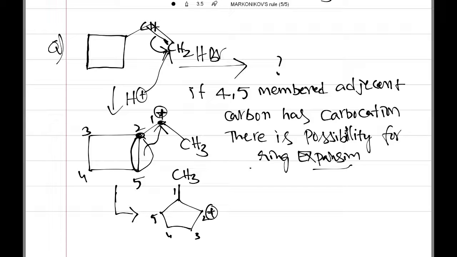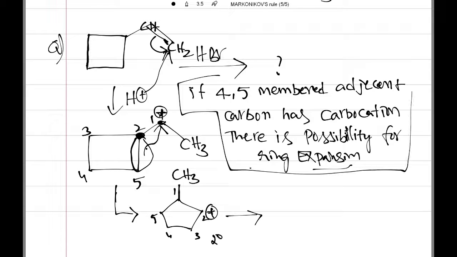Simply, the positive charge migrates from the first carbon to the second carbon. That means wherever rearrangement takes place, that carbon gets the positive charge. Again, this is a secondary carbocation. So what is the reason for this rearrangement here? If the carbon adjacent to a 4- or 5-membered ring has a carbocation, there is a possibility for ring expansion. The reason for this is the ring strain.